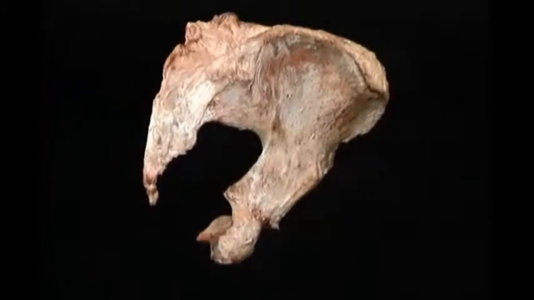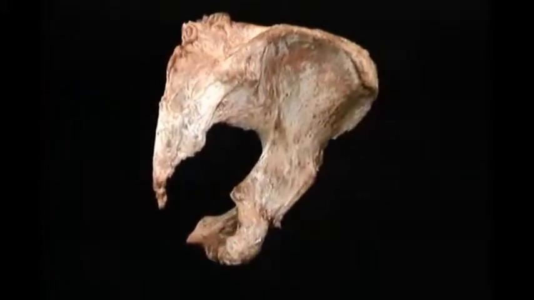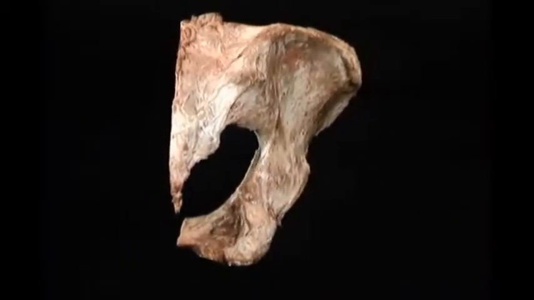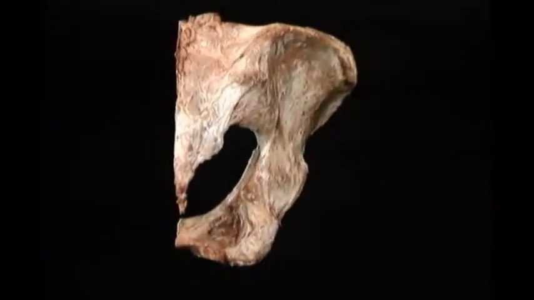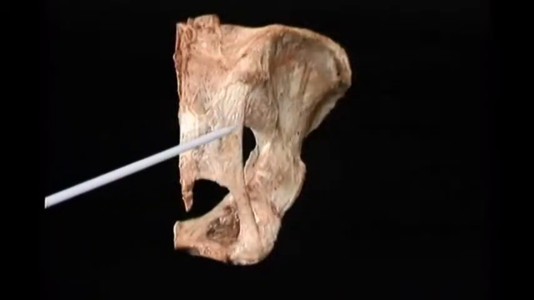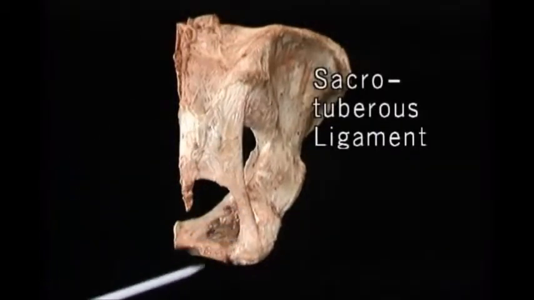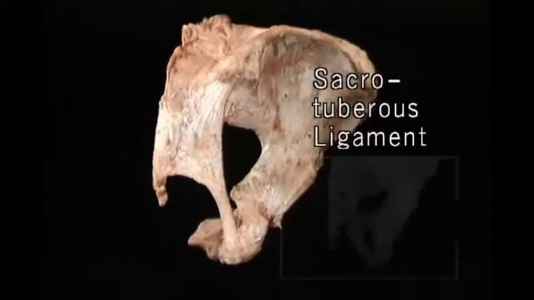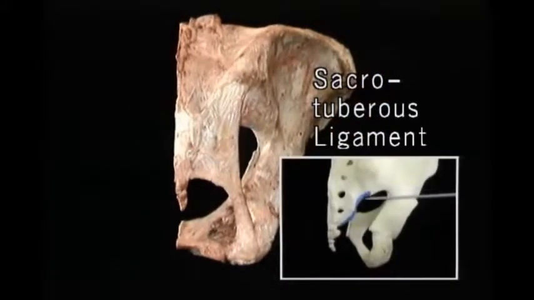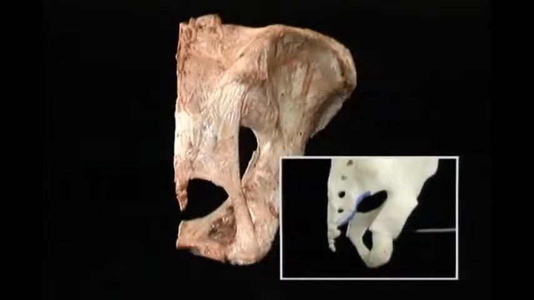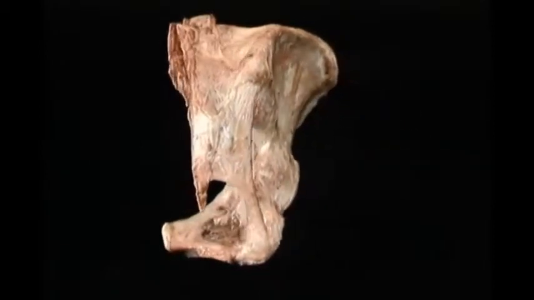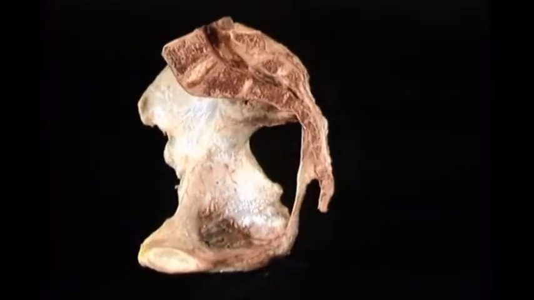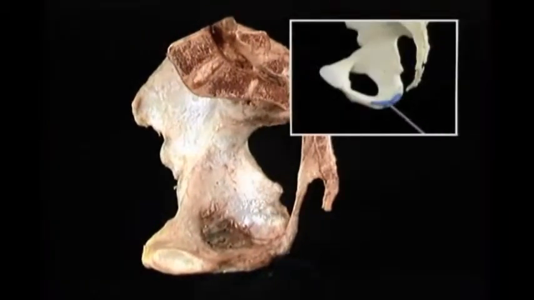In addition, the sacroiliac joint is strengthened by 2 major ligaments which pass from the sacrum to the ischium, the sacrotuberous and sacrospinous ligaments. Here's the sacrotuberous ligament. The sacrotuberous ligament arises here on the back of the sacrum. It passes laterally, downward, and slightly forward. It's inserted here on the ischial tuberosity.